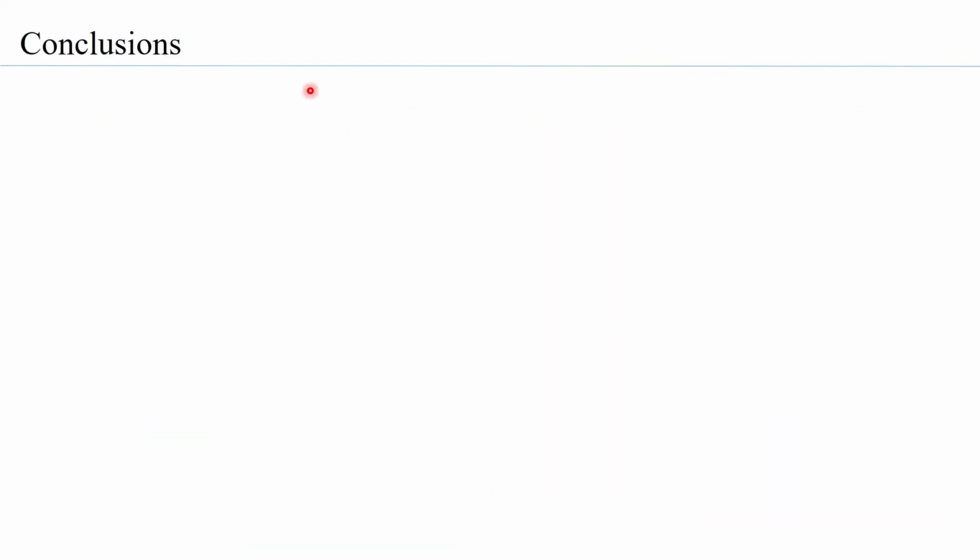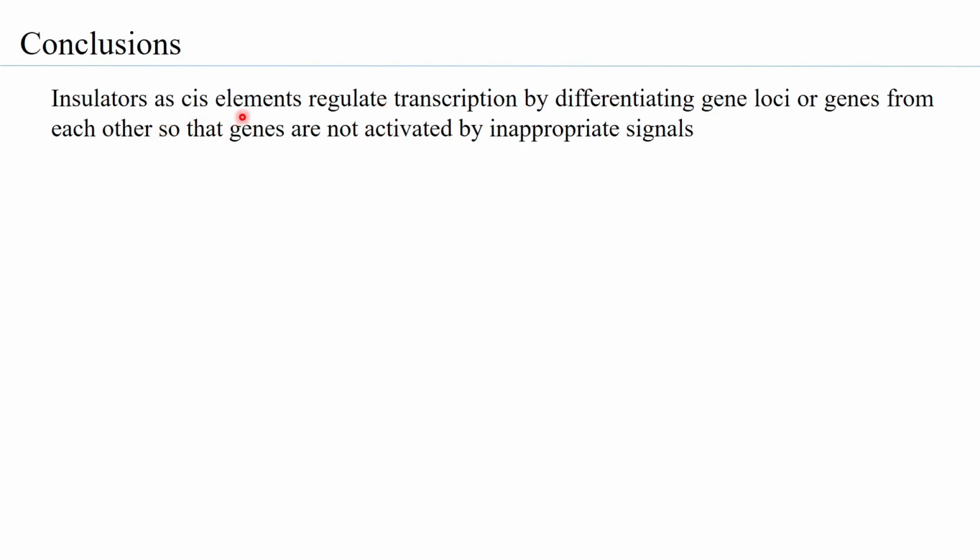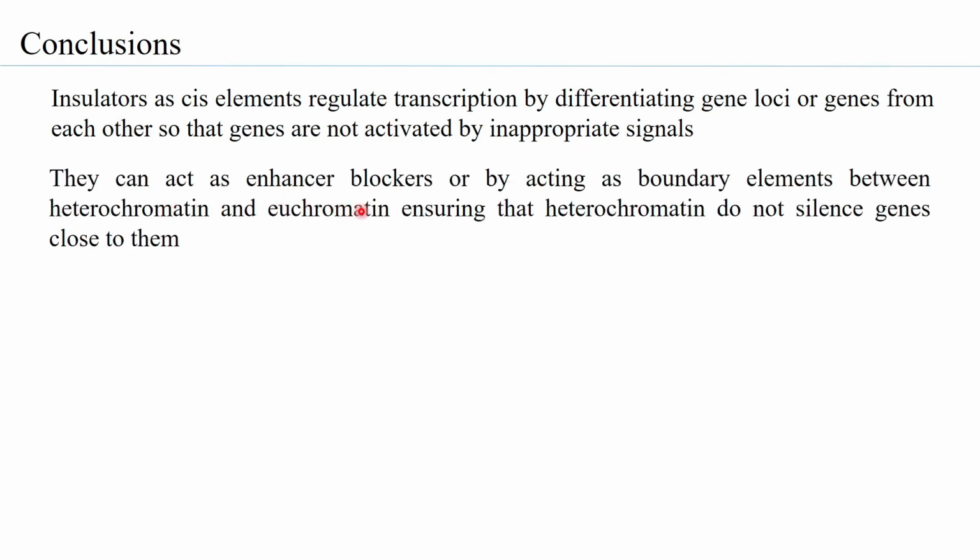Okay, so let us make the concluding remarks. Insulators as cis elements regulate transcription by differentiating gene loci or genes from each other so that the genes are not activated by any inappropriate signal. They can act as enhancer blockers or they can act as boundary elements between heterochromatin and euchromatin, ensuring that the heterochromatin does not silence genes close to it. There is a very clear example of the telomeres: if the telomeres keep condensing, they may be able to silence genes which are very close to the telomeres. So is the case with centromeres.